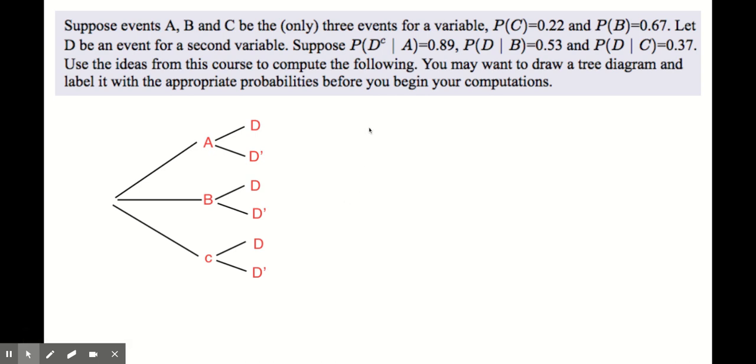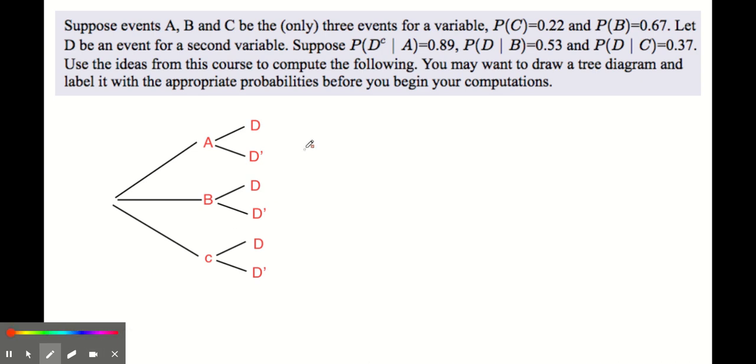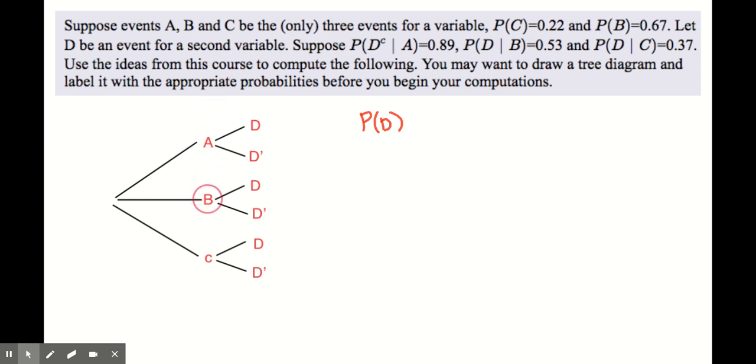So in this video, we're just going to focus on computing the probability of D happening, which is what we're looking for in this problem. So what is the probability of D? What I've done here is I've created a tree diagram where the three events that are given to us, A, B, and C, are listed here along the first part of the tree diagram, moving from left to right.